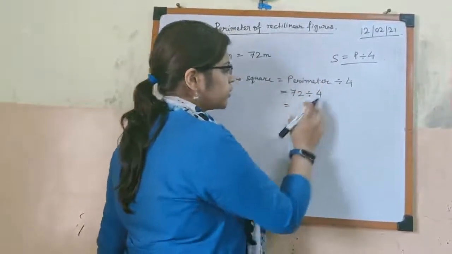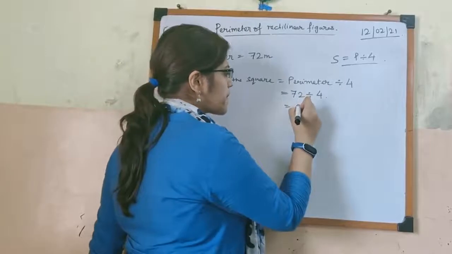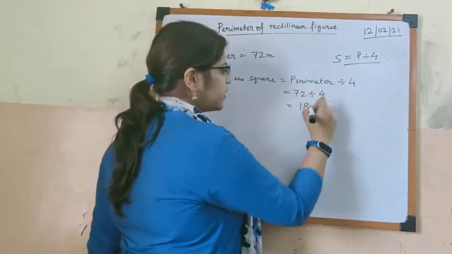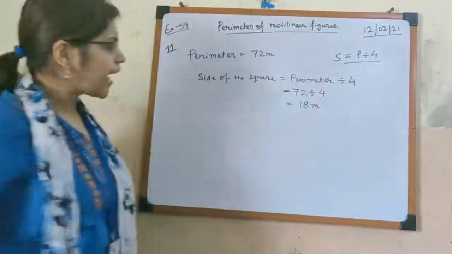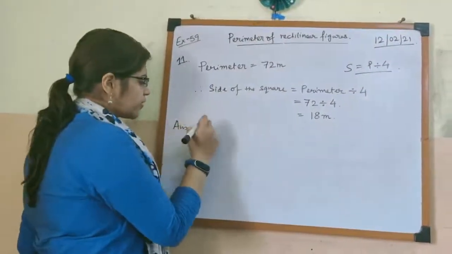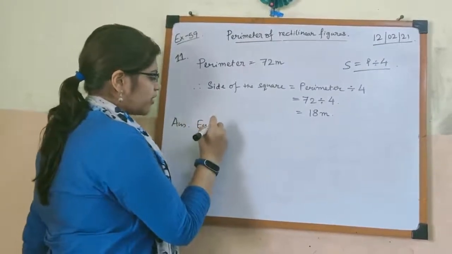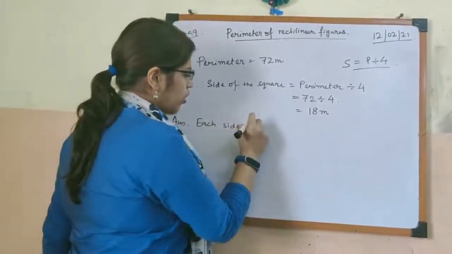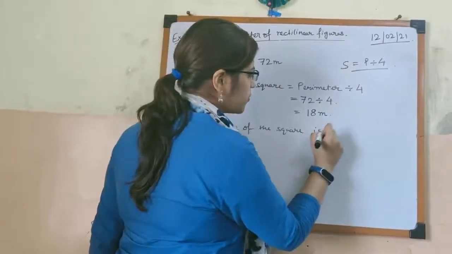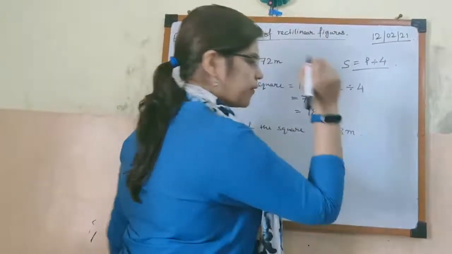So how much? If you divide this, we will get 18 meter. So that means each side of a square will be 18 meter. So our answer will be: each side of the square is how much? 18 meter.